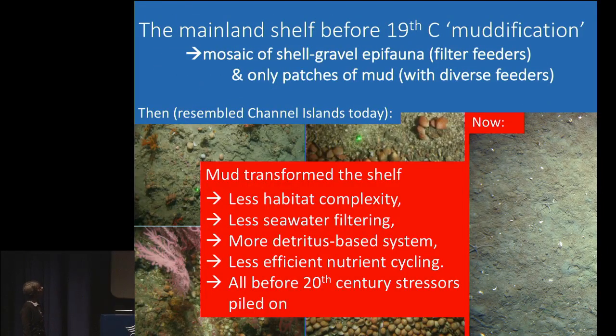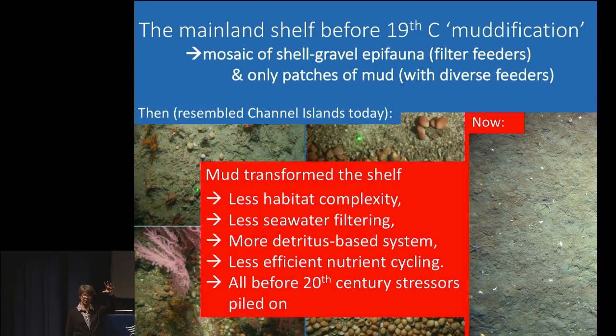So standing back and thinking like an ecologist, this mud has completely transformed the mainland shelf. We have less habitat complexity, and for the biologists here, less beta diversity. We have less complete and effective filtering of the seawater because we don't have as many filter-feeding organisms there. It's a more detritus-based system, which means less efficient nutrient cycling.